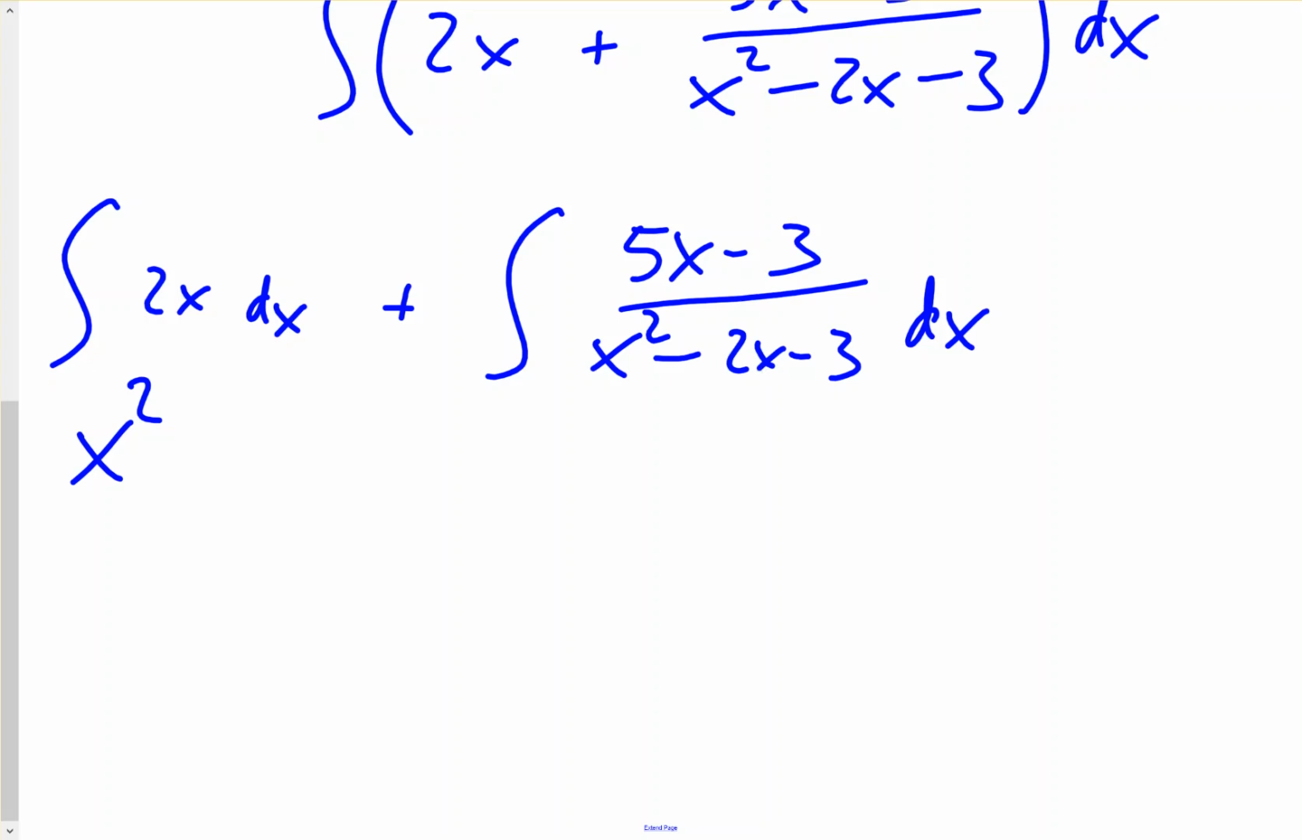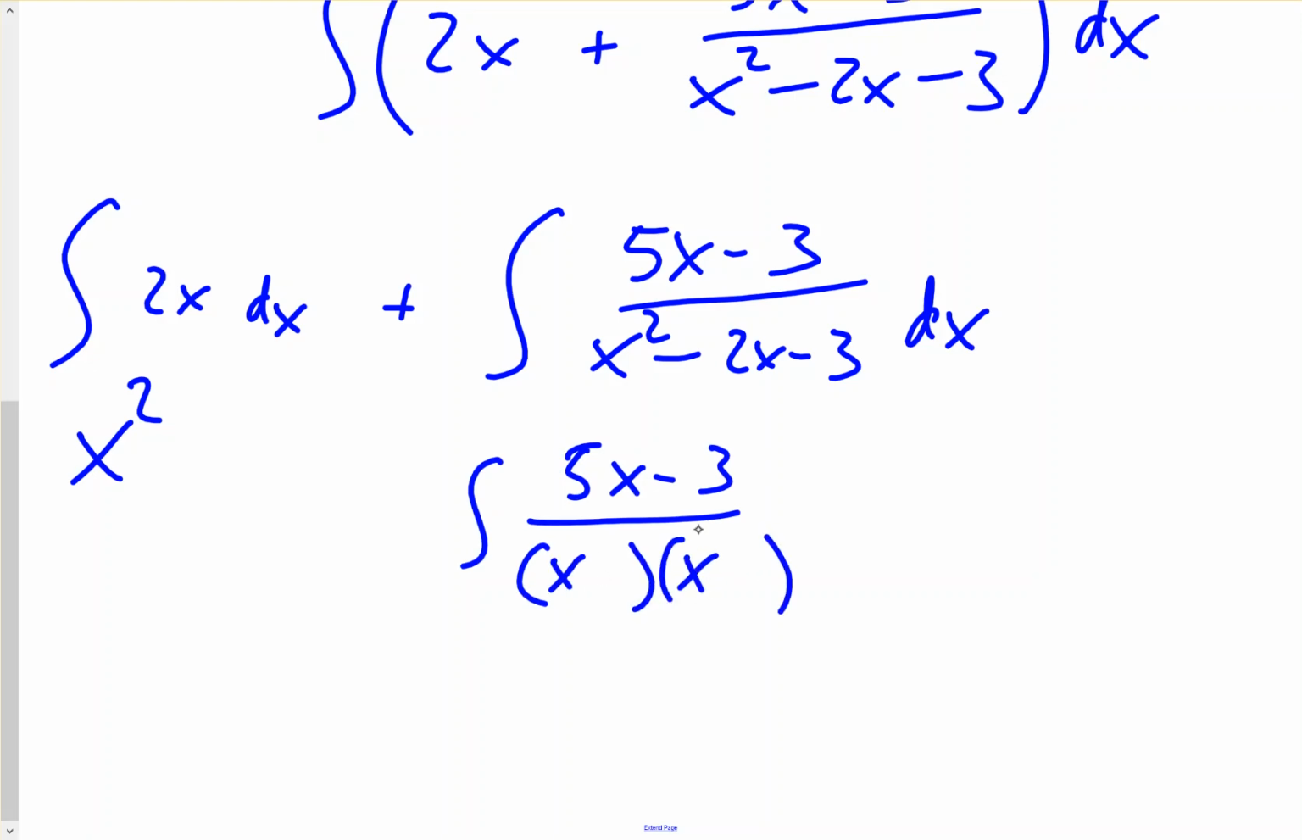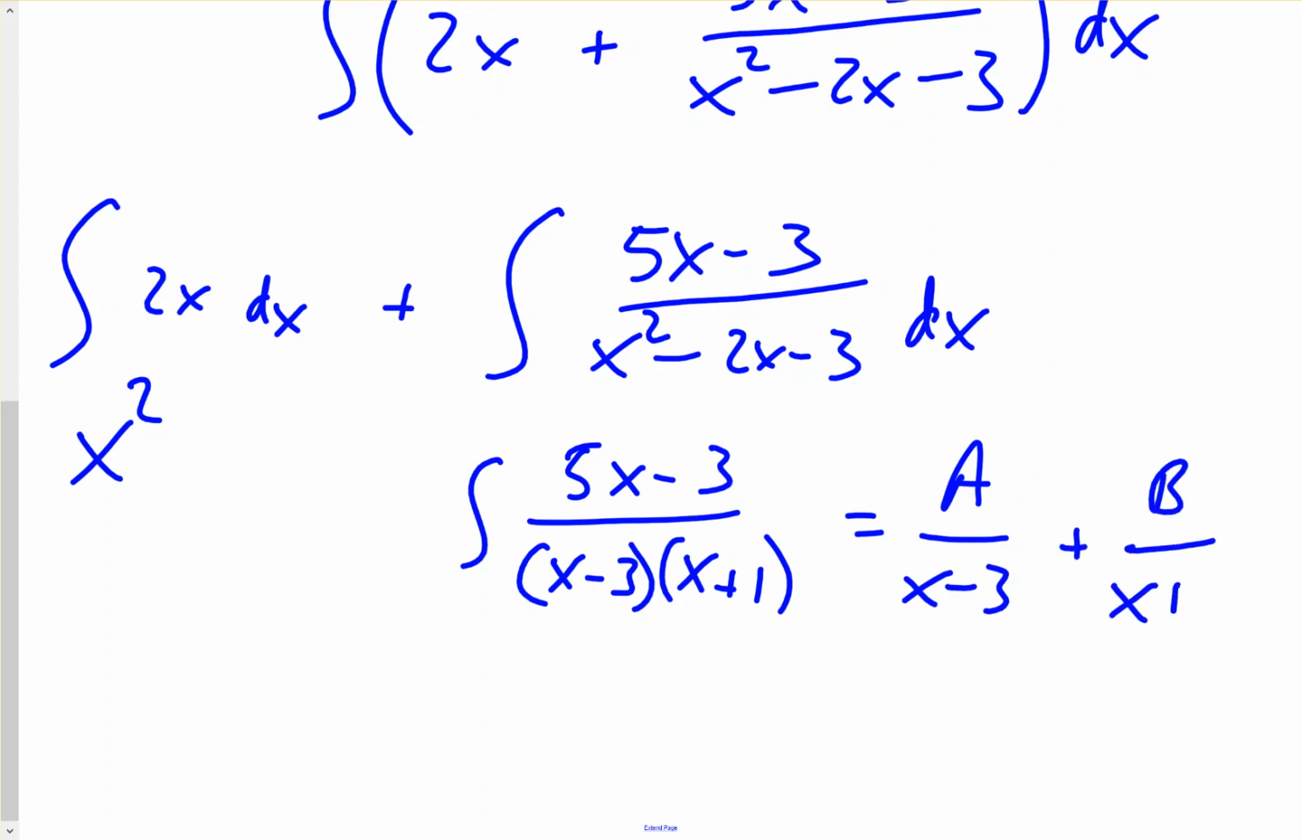Okay, now can we factor the denominator? So we have the 5x minus 3 on top. So this would factor, right? x squared is x and x. Multiplies to negative 3, adds up to negative 2. That would be a negative 3 and a plus 1. Right? Negative 3 plus 1 is negative 2. Negative 3 times 1 would be negative 3. Okay, good. So we would say a over x minus 3 plus b over x plus 1.